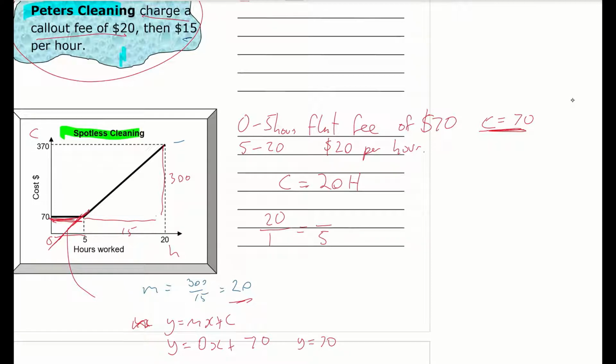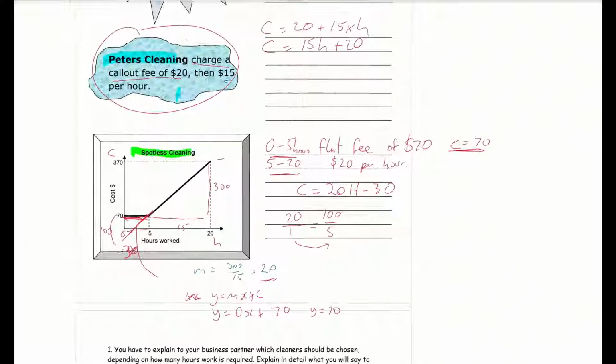So I times 20 by 5 here, I get 100. So that must mean it's going to be 100 lower than where it is now. So if I'm 100 lower, I'm going to be at minus 30. So my y-intercept is minus 30. And that is for 5 to 20. Great. Let's graph those.